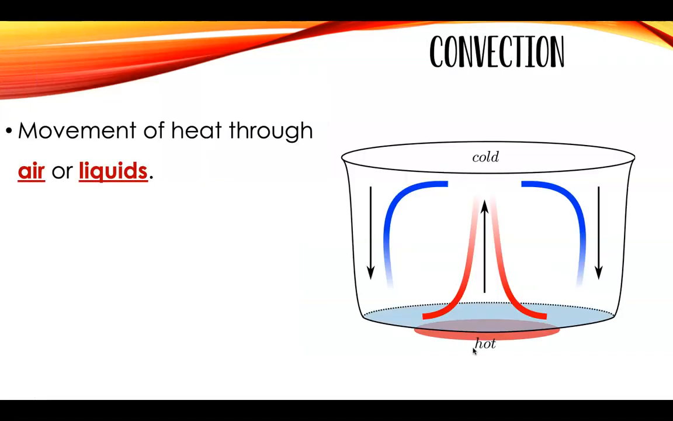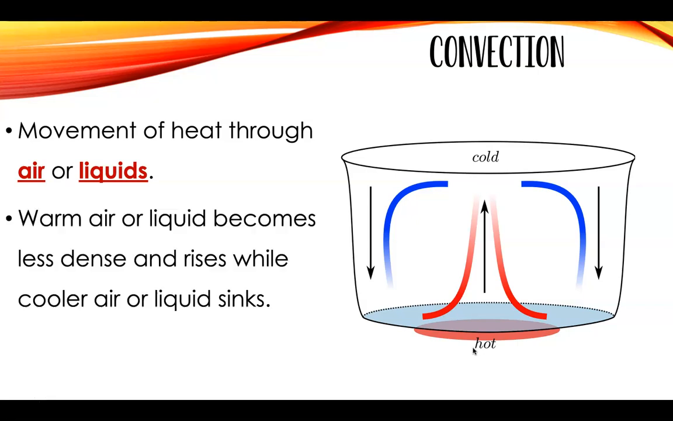The first type of heat transfer is convection, and this is the movement of heat through air or liquids, which we can group together and just call fluids. So warm fluids become less dense, the particles spread out more, and that less dense fluid rises up, while cooler fluids sink, and it creates this cycle, like a current.